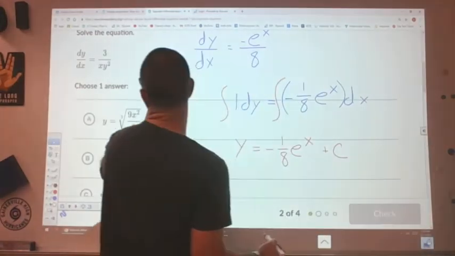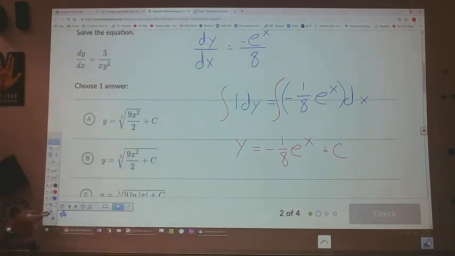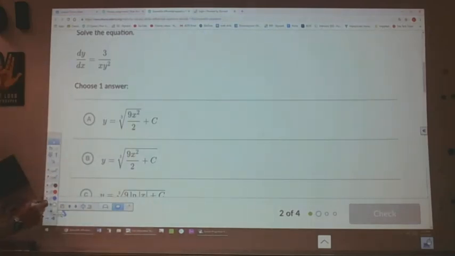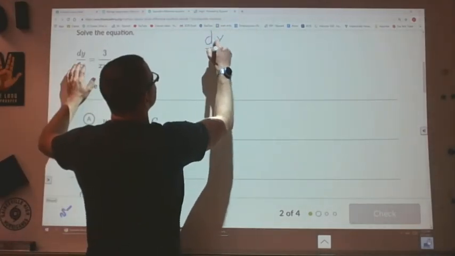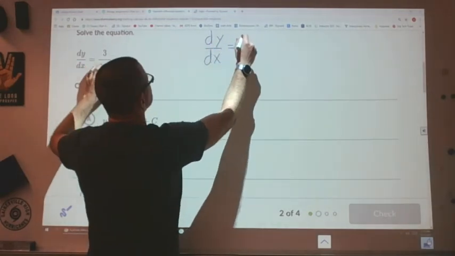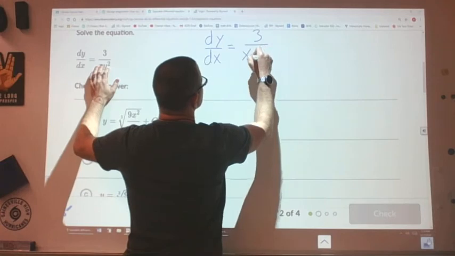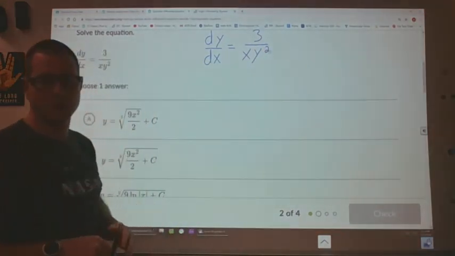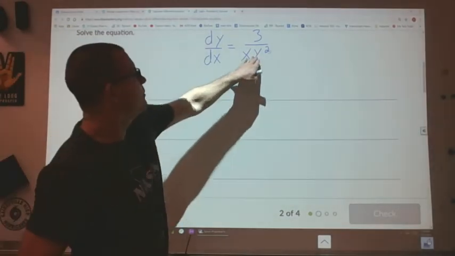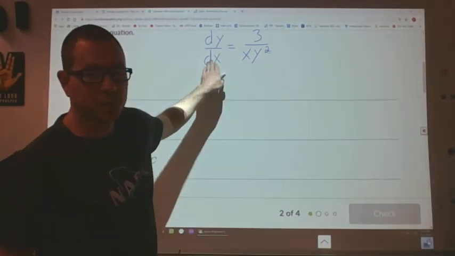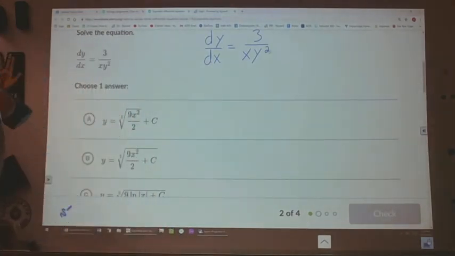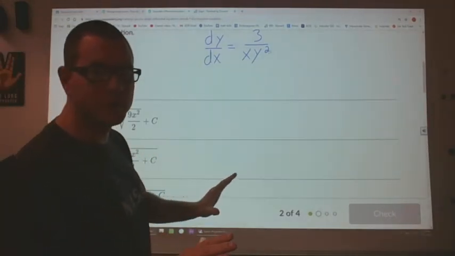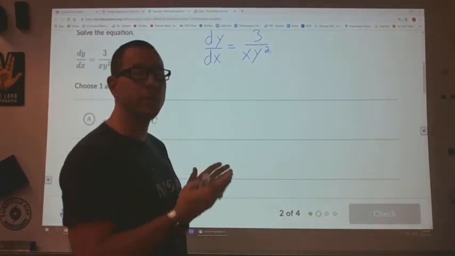Let's see if the next one's a little better. There we go. So dy over dx is equal to 3 over xy squared. So notice, not only do we have y, but we have the derivative of y. Not only do we have x, but we have the derivative of x in the equation. This is a differential equation. And we're going to solve it by separating the variables on two sides, one on the left, one on the right, and then integrating with respect to that variable.